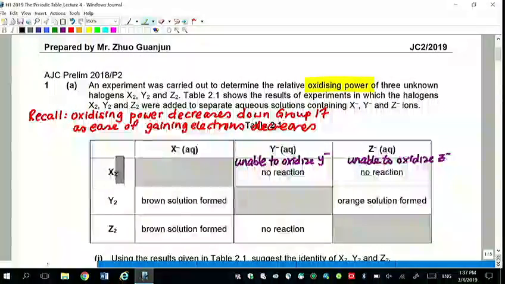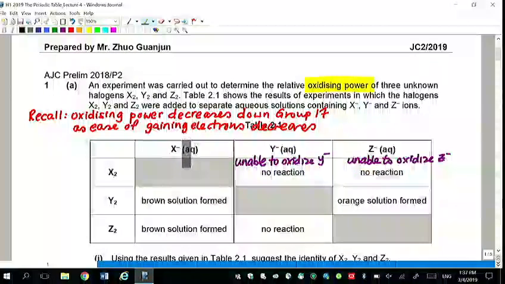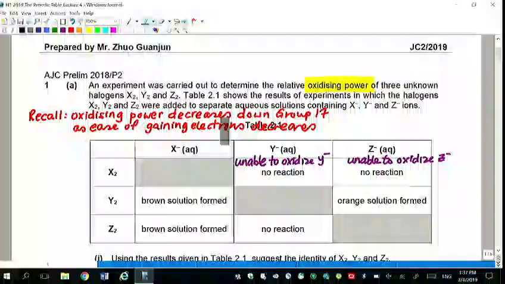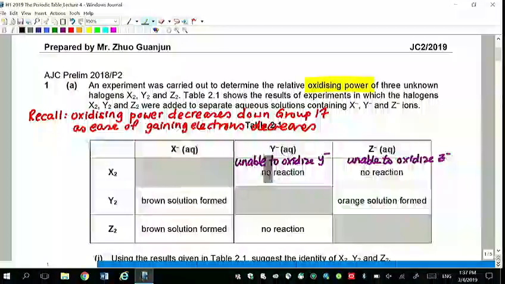If you look at X2, what happens is that X2 reaction with Y minus. X2 is the halogen, Y minus would be what we call the halide ions. X2, Y minus, there's no reaction. Meaning to say your X2 is unable to oxidize Y minus, hence no reaction. Same, X2 with Z minus, X2 is unable to oxidize Z minus, hence no reaction.